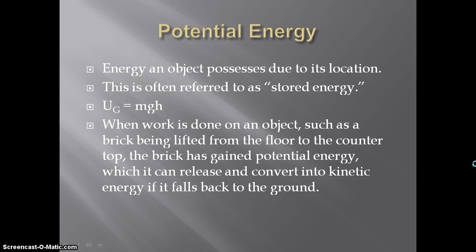Potential energy is often referred to as energy that's stored. For example, if I lift up an object and I just hold it up in the air, it has potential energy. That's why when I release it, it begins to accelerate and fall towards the earth and gain kinetic energy. The potential energy for gravity is mass times g, which is 9.81, times its height above the surface.